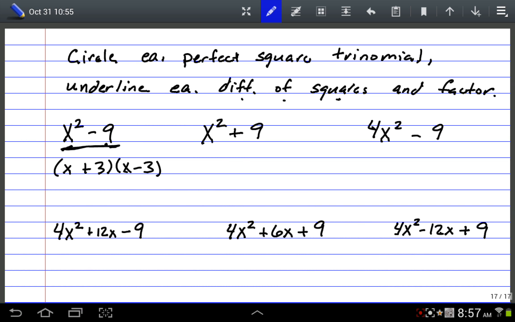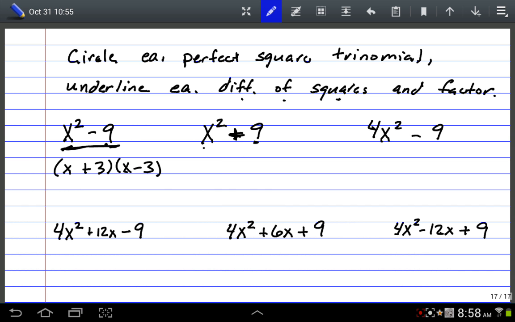x squared plus 9. Definitely not a trinomial. Now let's see if this is a difference of squares. Well, is this a square? Yeah, that's a square. Is this a square? Yeah, that's a square. Is it a difference though? No, sir, it is not a difference. That is a sum. So this is not a difference of squares, therefore you cannot factor it.